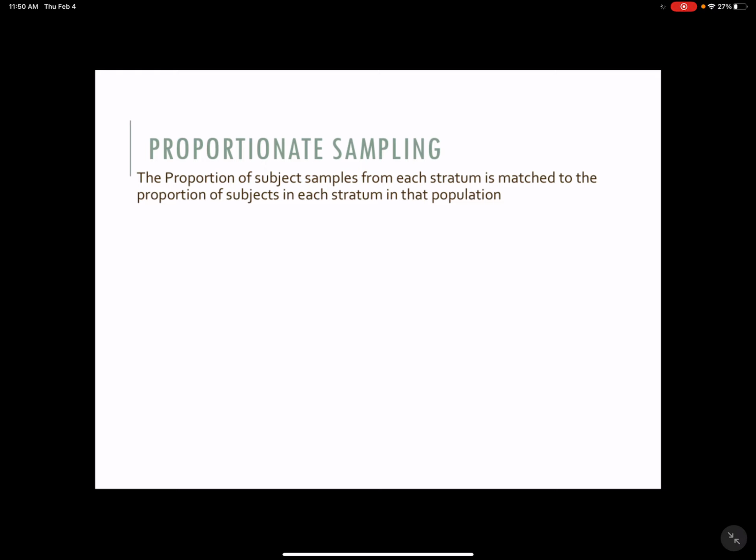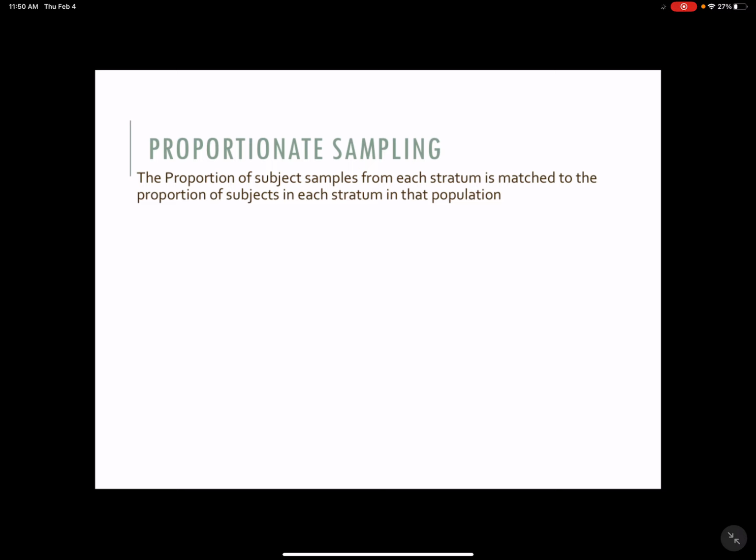So I'll say that again. Proportionate sampling is when there's a match between the percentage of people in the population and the percentage of the same people in the sample. Or actually, I'm not going to use people. I think it'd be more accurate for me to say characteristics.